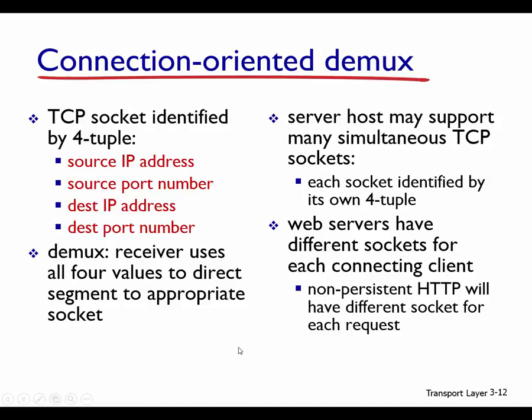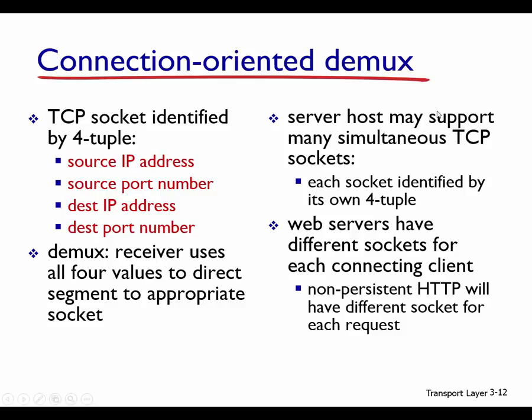All right, now let's take a look at connection-oriented demultiplexing. A TCP socket is identified by a 4-tuple. If you understand database theory, what we're basically saying is a record with 4 distinct fields: a source IP address, source port number, destination IP address, and destination port number. In demultiplexing, the receiver uses all 4 values to direct the segment to the appropriate socket.